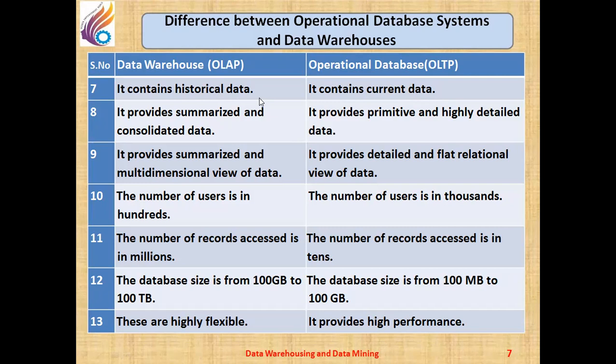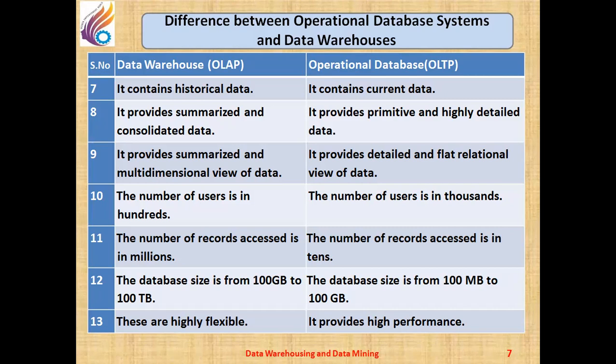So what does this historical data mean? We can analyze the data based on some history. Yes, we can analyze the data based on the history. And coming to the operational database, it contains current data. So the transactions are always on current data only. And OLAP provides summarized and consolidated data. That means the data that has been consolidated, that has been gathered in bulk or in a huge quantity. And OLTP provides primitive and highly detailed data. That means in OLTP you can find very granular data, a small data piece which we can use for the time being. And OLAP provides a summarized and multi-dimensional view of data. The view, the structure or the usage of OLAP is represented in a multi-dimensional view of data.